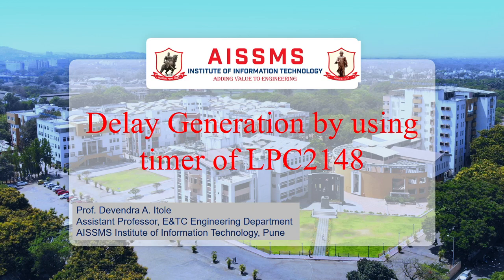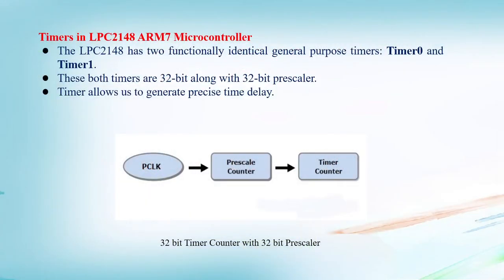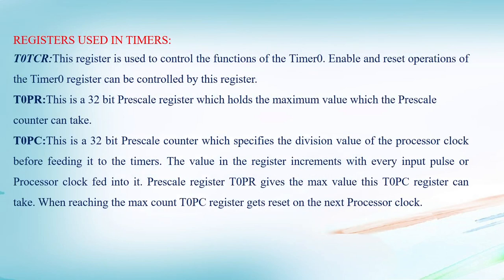Technology, Pune. Today we are going to study delay generation by using timer of LPC 2148. In LPC 2148, there are two timers named timer 0 and timer 1. Both timers are 32-bit long. These timers allow us to generate a precise time delay. Here in LPC 2148, PCLK is given to the prescaler counter, and from the prescaler counter it goes to the timer counter register. Let us see the registers used in the timers.